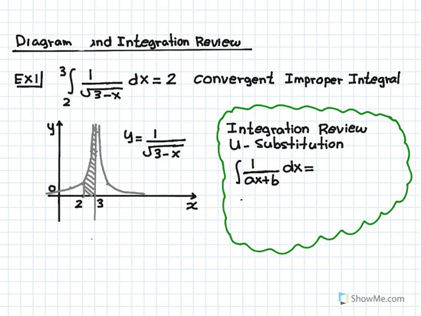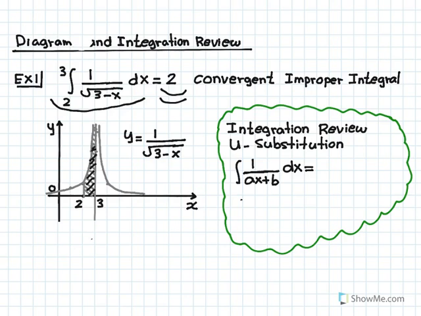All right, let's do a bit of review of the drawings that we had to do here. So here we have the integral from 2 to 3 of 1 over 3 minus x dx. This was exercise 1, and we showed that this integral converges and has a value of 2. And that means that this shaded area is 2.